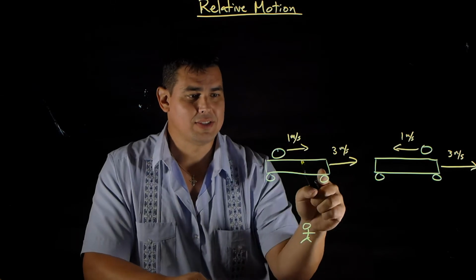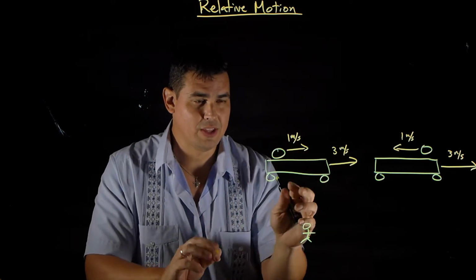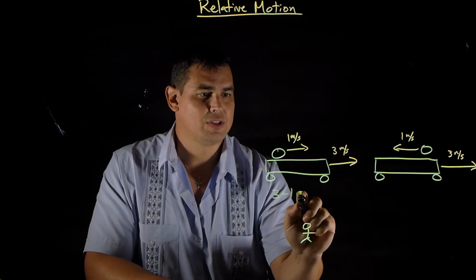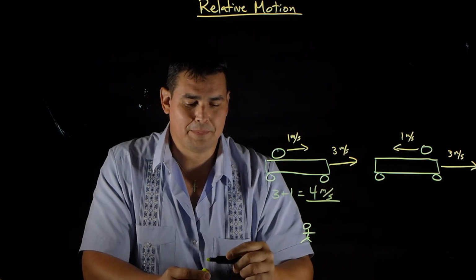So in this case, if you're in the fixed frame of reference and you're watching two things that are moving together, it's going to look faster. So I'm going to see the person going 4 meters per second.